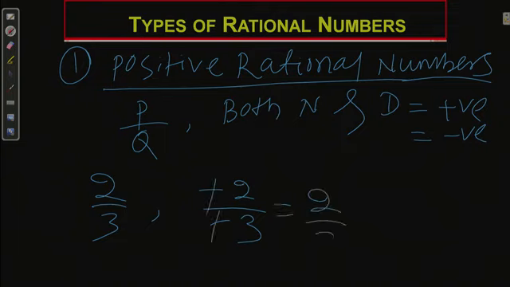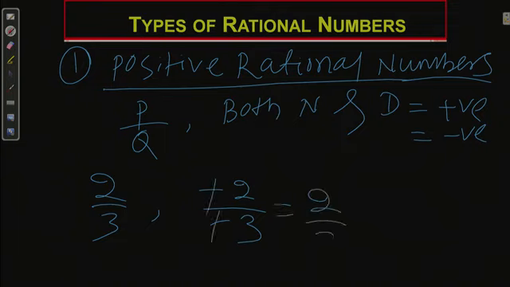Now another category of rational number, the second category, is negative rational number. In a negative rational number, either the numerator or the denominator is negative. Then you will get a negative rational number.